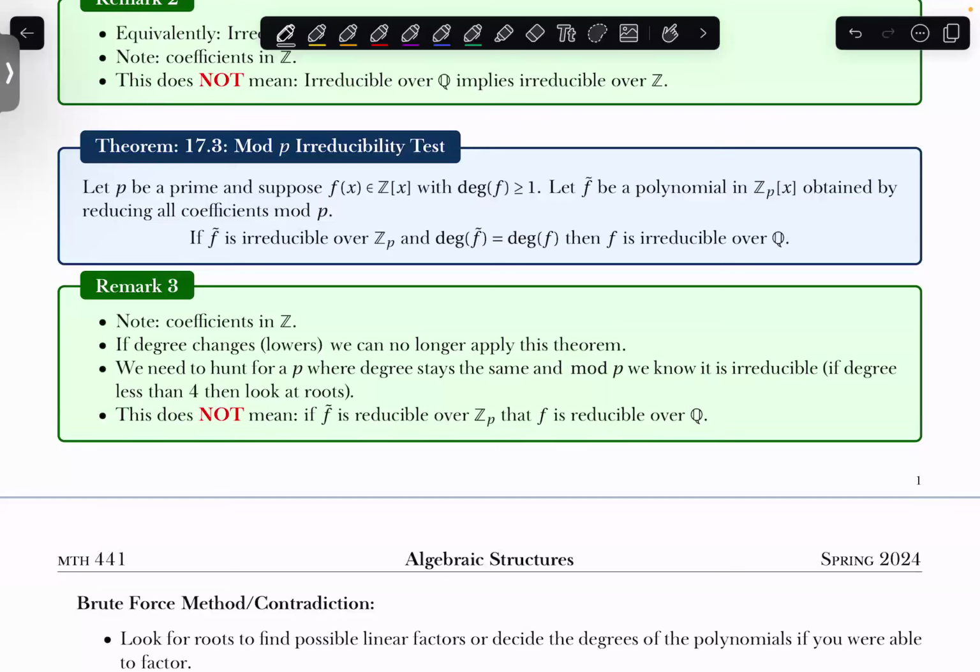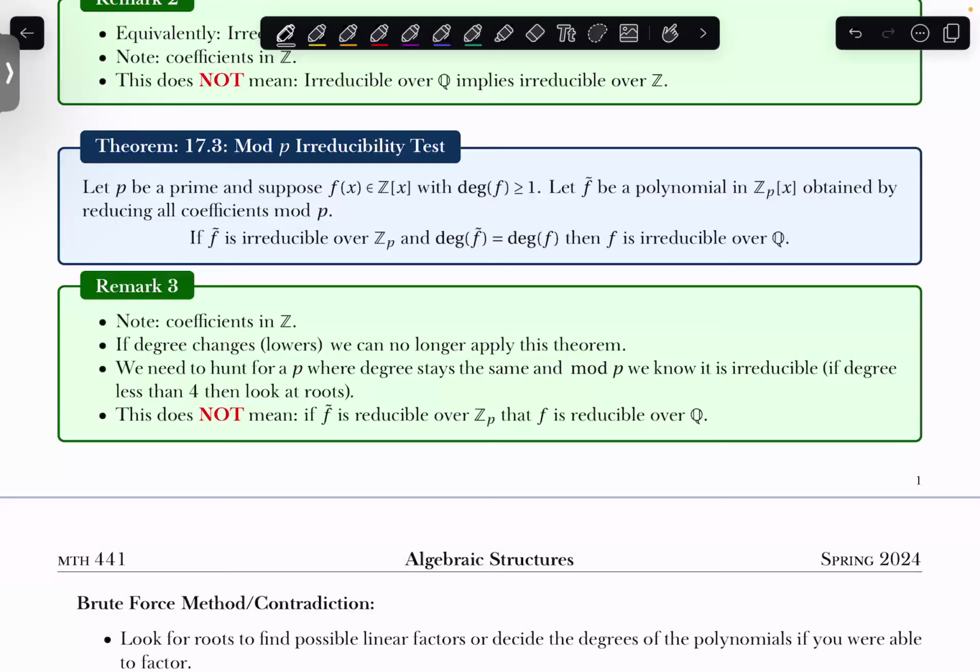If it's degree 2 or 3, I just plug in my values in here. Not necessarily easy if I have bigger degree, but it at least shrinks what I'm working with in terms of the coefficients. And if my degree does not shrink after reducing it, so really looking at the first coefficient, if it's not a multiple of p, then it's not going to shrink in its degree. And again, if my f tilde is irreducible over Z_p, then my f is going to be irreducible over Q.